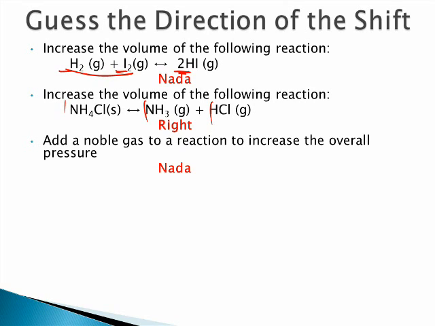Nada. It's not part of the reaction. Noble gases are not part of the reaction. They don't do anything. Just like if you're making a sandwich and you add a yo-yo, it's not going to do anything to the reaction, not anything to the way you cook.